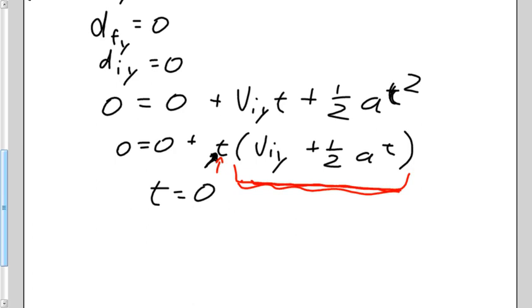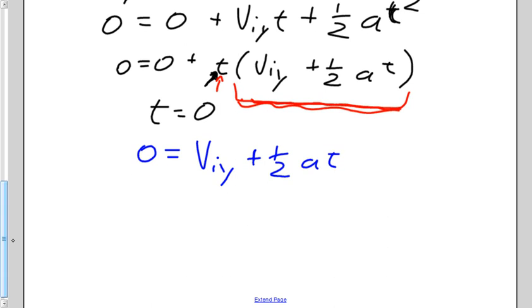Let me switch colors at this point, just for fun. So that means that 0 is equal to the initial velocity in the y direction plus 1/2 at squared. There's a plus. Thank you. That is a common mistake that I make. I make it all the time, so please don't you make it. All right, so we are going to just solve for t at this point. So I have negative v_iy equals 1/2 at squared. Gosh darn it. See, do it all the time.